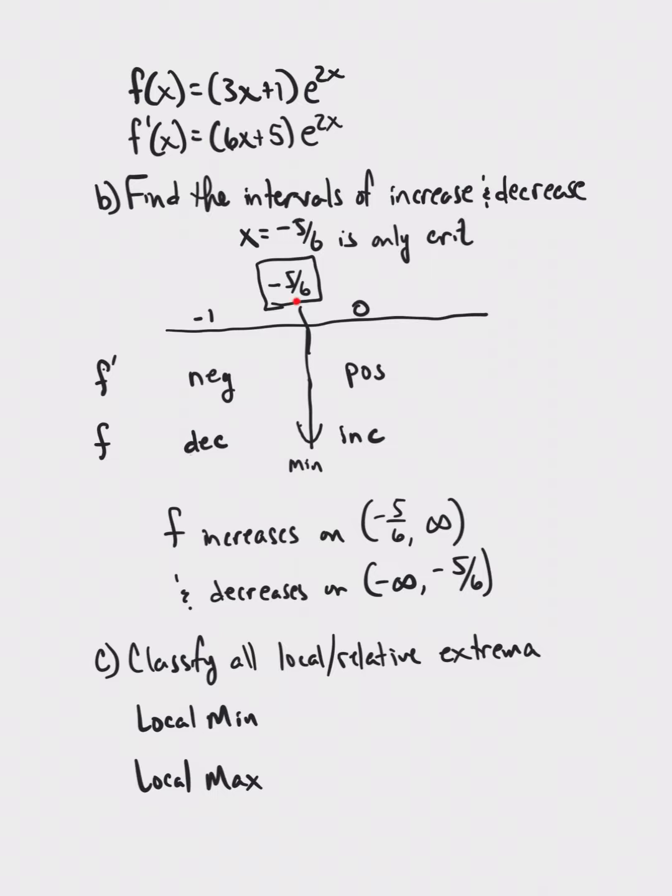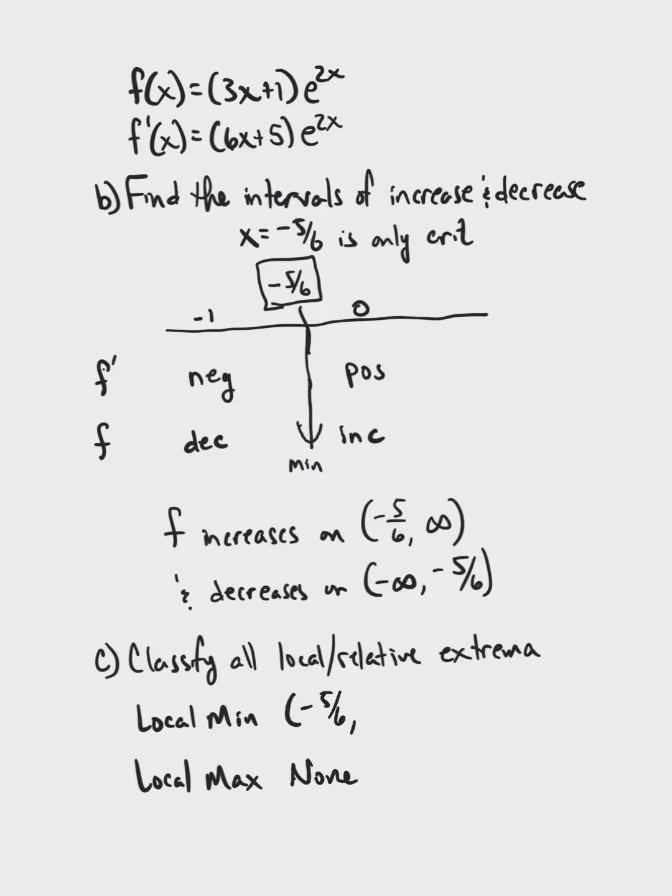We have this one critical number and it produces a minimum. So we have a local minimum of negative 5/6. It's occurring at negative 5/6. Now that's the only thing that can happen. So there's only one critical number. It produces a local min, so there's no local max.